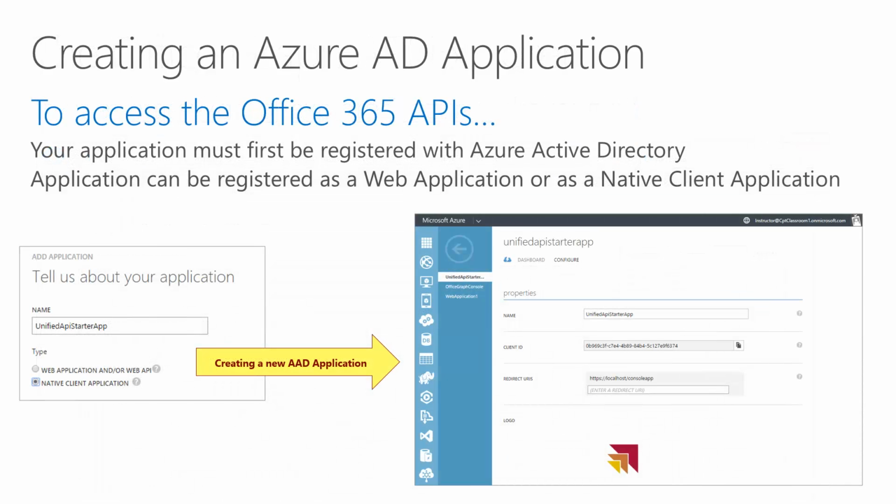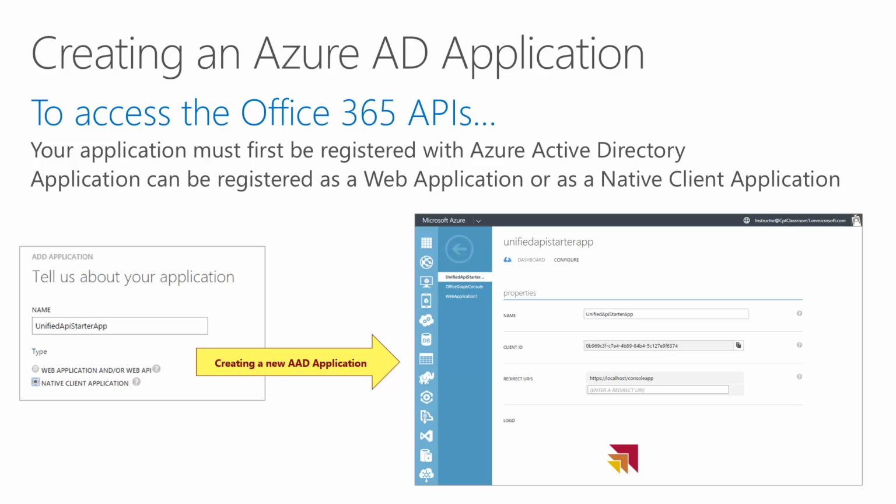So the next thing that we want to do is talk about creating an Azure AD application. So every time that you want to work with the Office 365 APIs, whether it's the unified API that we're just talking about today or some of the other ones, you have to create an application and register it with Azure Active Directory. And the idea is once you have created this, you're either going to create a native client application or a web application or a web service. So here's an example where I create a native client application.